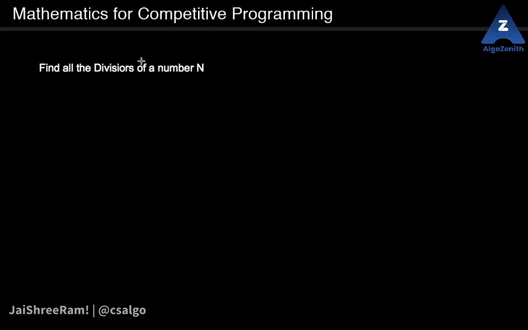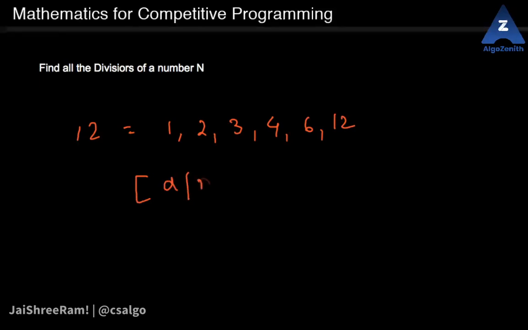Now let's look at finding the divisors of a number n. Let's take a number, say 12. 12 has 1, 2, 3 dividing 12, 4 divides 12, 6 divides 12, and then 12 divides 12, right? So we basically have the numbers d dividing n, with d lying in the range 1 to n. This particular set is the divisors of a number n. So we would like to find the divisors of the number n.